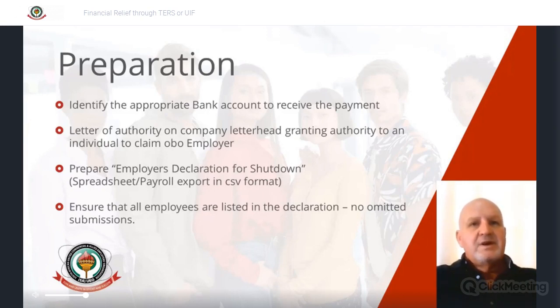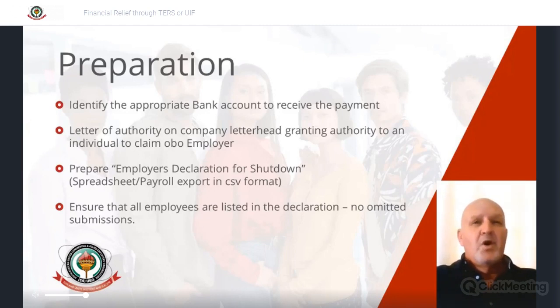Then secondly, a letter of authority on a company letterhead, granting authority to an individual to claim on behalf of an employer, which means the person in your office that will actually work with the claims.